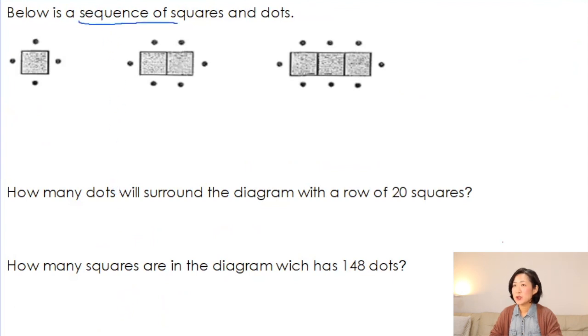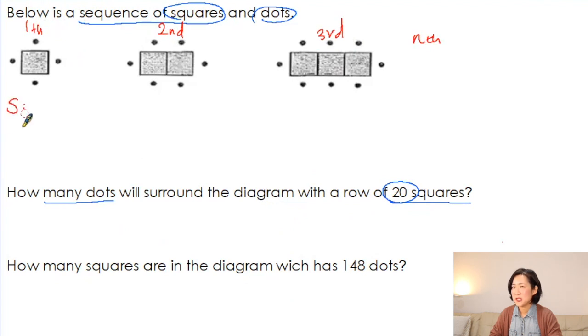Below is a sequence of squares and dots. I said it's two patterns, right? Now we need to focus on the square pattern and the dot pattern as well. How many dots will surround the diagram with a row of 20 squares? Before we start the question, let's write down the first, second, third pattern. Then we come up with the nth pattern. Finding the formula is the first job, right?